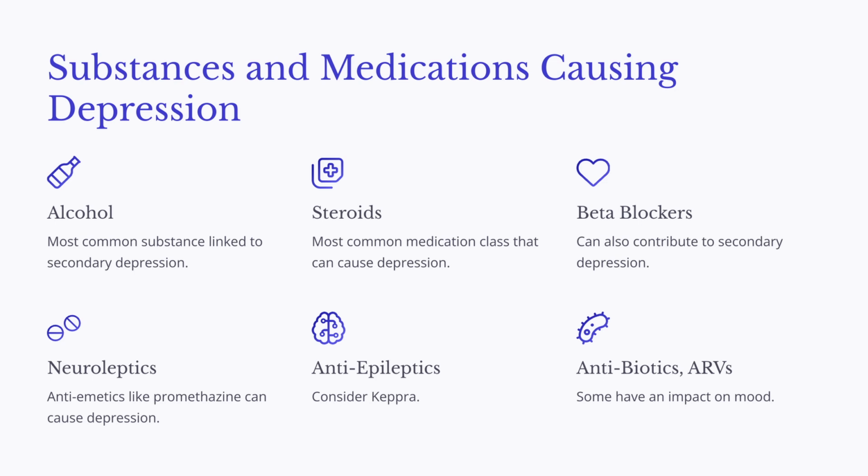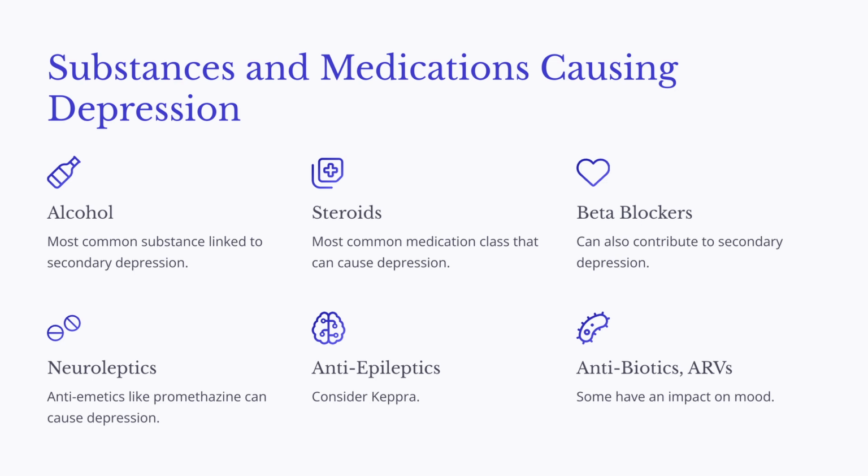With regards to medications, ones that you should be on the lookout for: steroids are the most common class of medications that can cause depression. They also can cause mania, though. Beta blockers are pretty common, neuroleptics, and that includes antiemetics like promethazine. Antiepileptics and benzos, particularly Klonopin, can cause depressive symptoms. Antiadrenergics and antihistamines, so even medications that are commonly used like clonidine and cimetidine, have been associated with depressive symptoms.